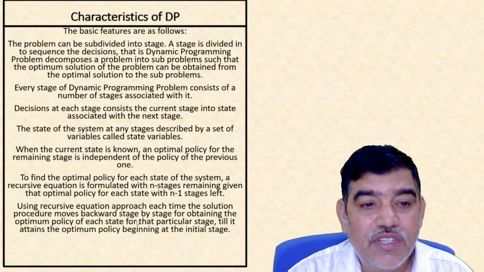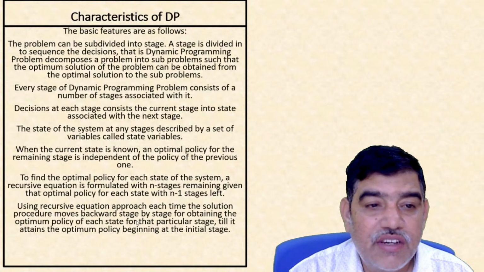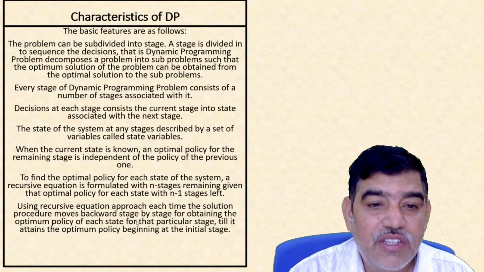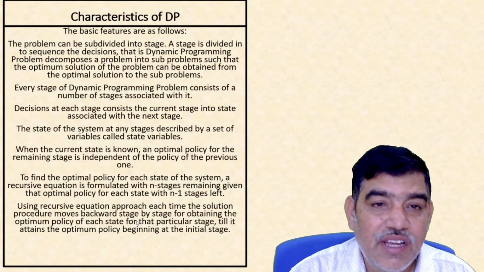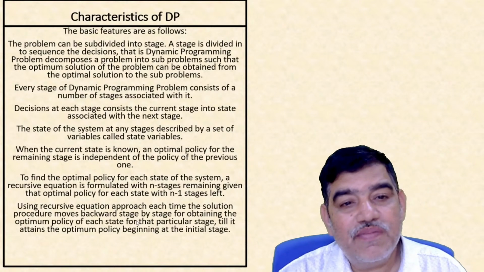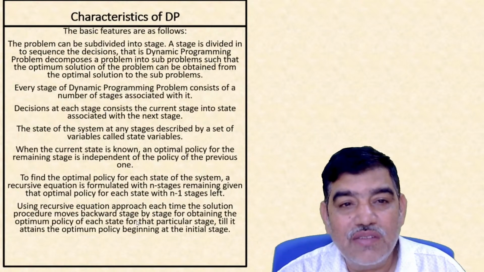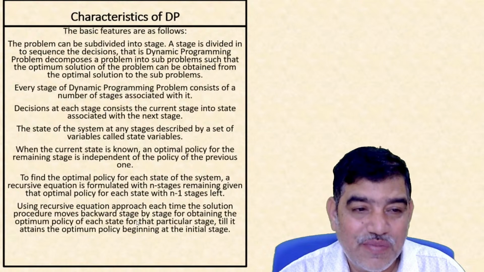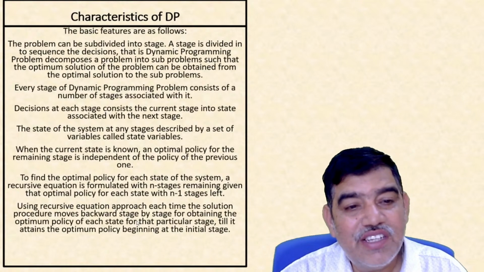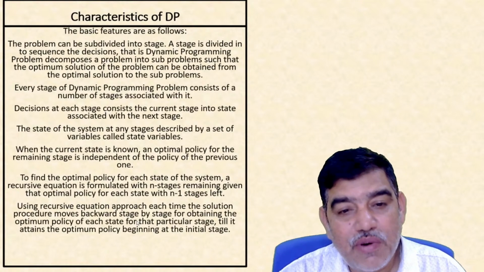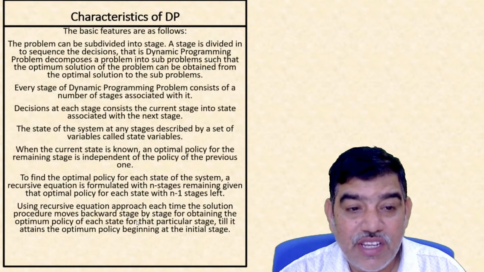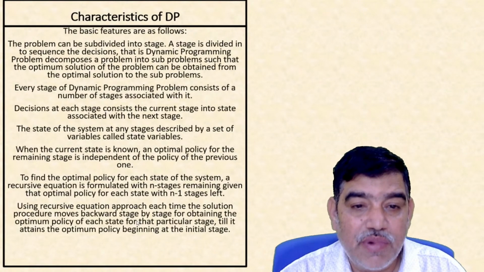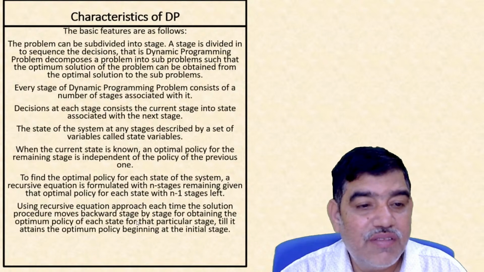The state of the system at any stage is described by a set of variables called state variables. This means a dynamic programming problem is associated with these two terms: one is your stage, another is your state. When the current state is known, the optimal policy for the remaining stages is independent of the policy of the previous ones.